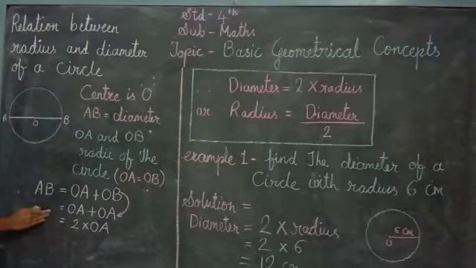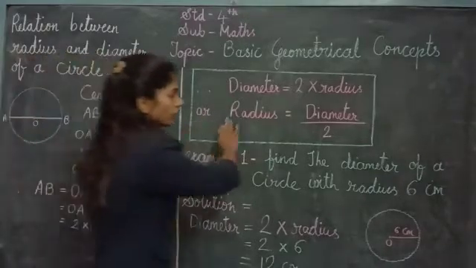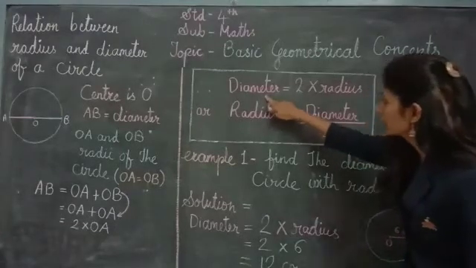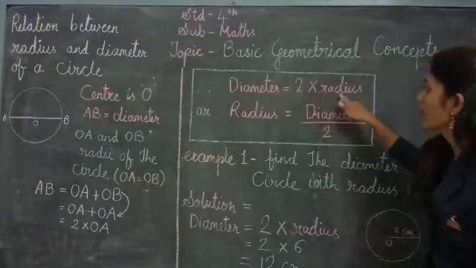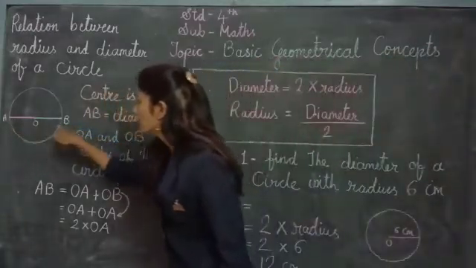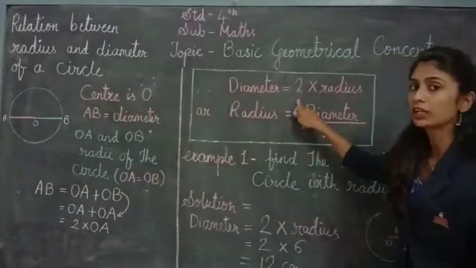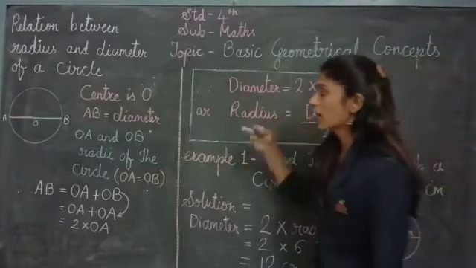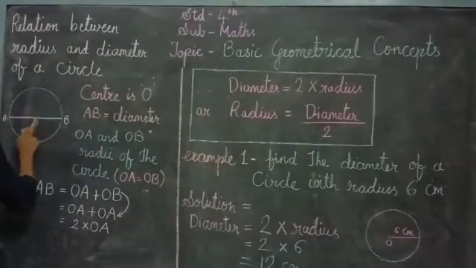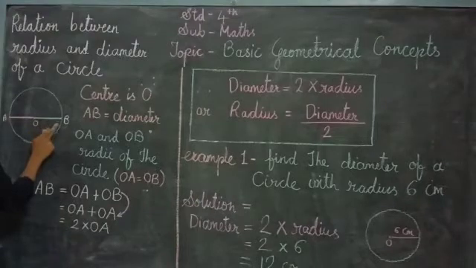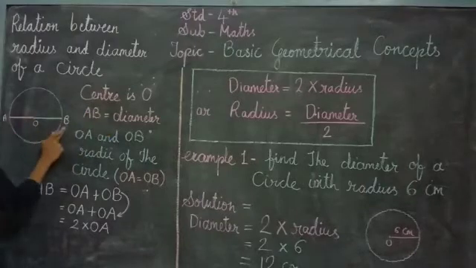This was the first concept, and therefore our formula is, now see on this side, diameter is equal to 2 multiplied by radius. AB is our diameter. And what is the formula for diameter? If we want to know the diameter of any circle, 2 multiplied by radius. What is the radius here? Here the radius is OB, and when we take 2 radii, we get the diameter. When we multiply both the radii together, we get the diameter.